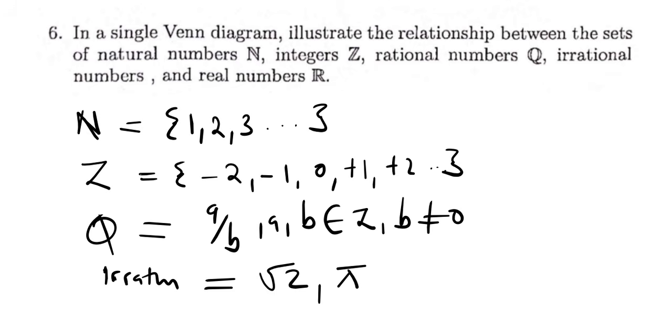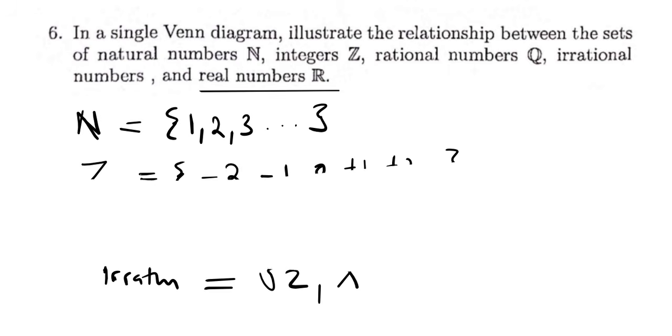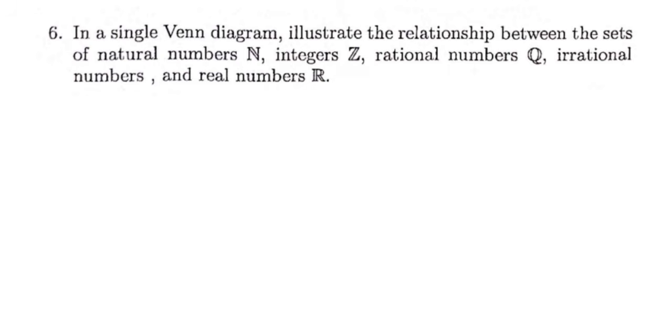Then real numbers, we include all these numbers we've talked about here, except the last type of numbers, which we call complex numbers. Since here there are no complex numbers, those are the big numbers. So now we're asked to draw a single Venn diagram. Let's start with the smallest set first. The smallest among those will be natural numbers, because we only have 1 going all the way to wherever you're going to end.